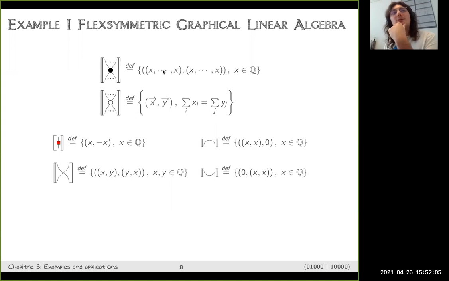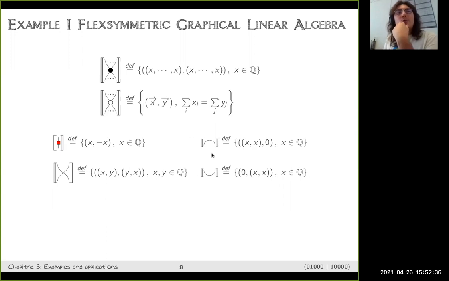Okay, so this is very, very close to the green spider of ZX. You require the x to be the same everywhere, on every leg. And you also have a white spider, and this white spider is defined like this. A tuple x is related to a tuple y if and only if they sum to the same number, okay? So again, this is also close to the red spider of ZX in a way.